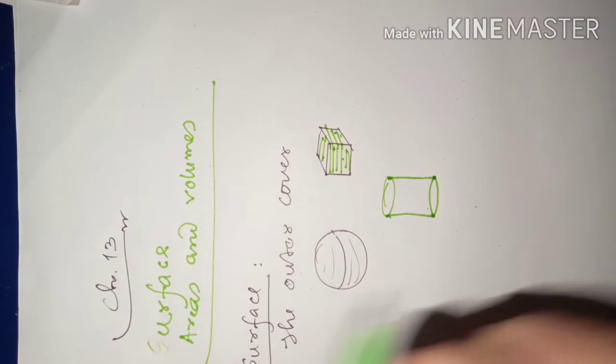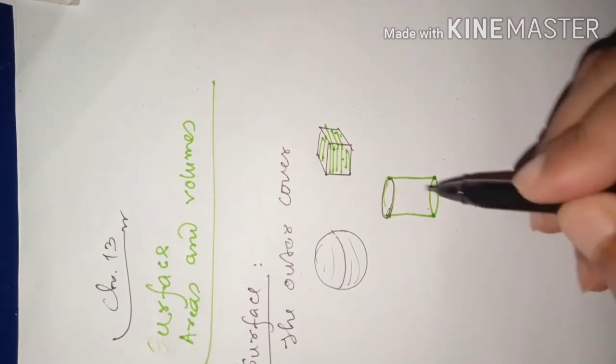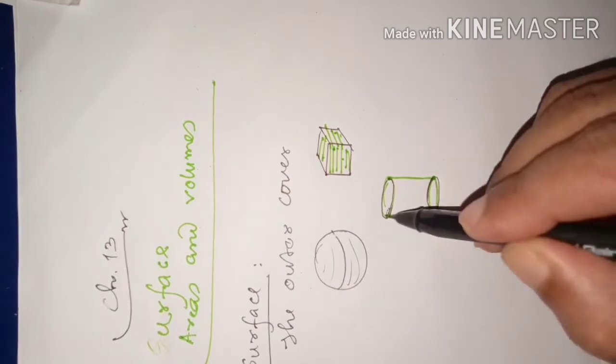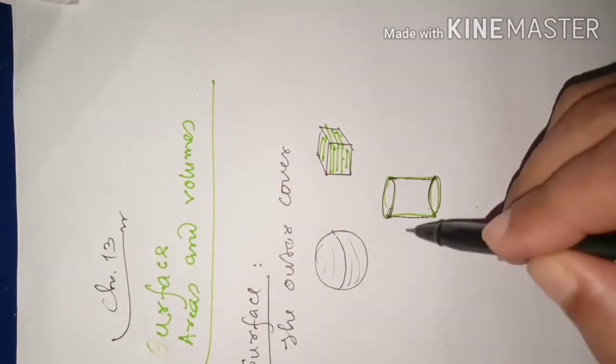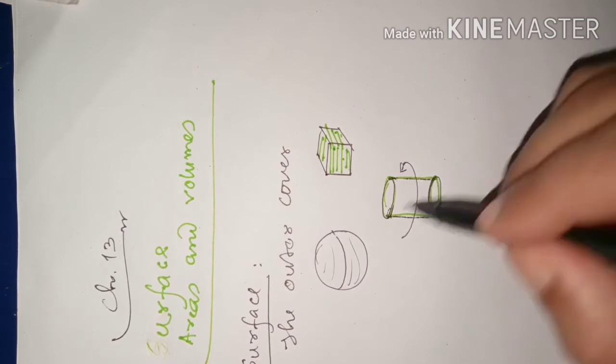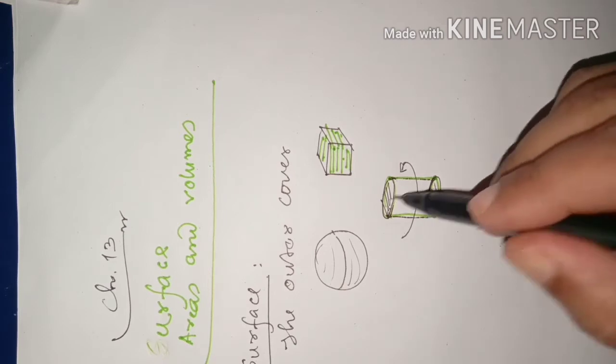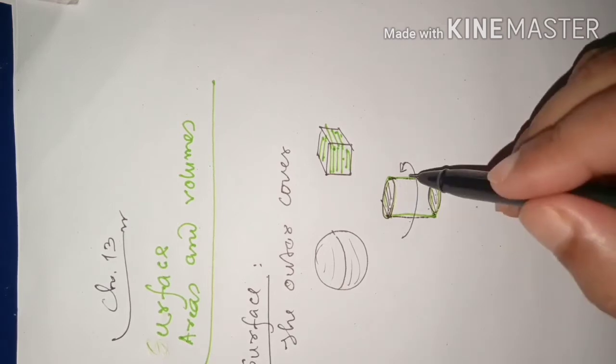Or suppose you have a piece of bamboo, which is called a cylinder in the language of mathematics, which has got equal circular bases, and the one surface is a round surface. So these are flat surfaces. So these are surfaces, these are outer cover. So this is also a surface.